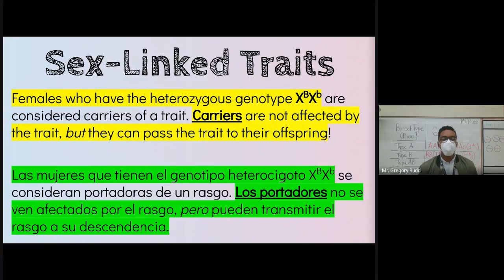So the females who have the heterozygous genotype, excuse me, X capital B, X lowercase b, those females are considered carriers of a trait. Carriers are not affected by the trait, meaning that they won't get sick if it's a disorder. They don't actually have the disorder. But because they have the marker of that disorder, that singular allele, they can pass that trait to their offspring.